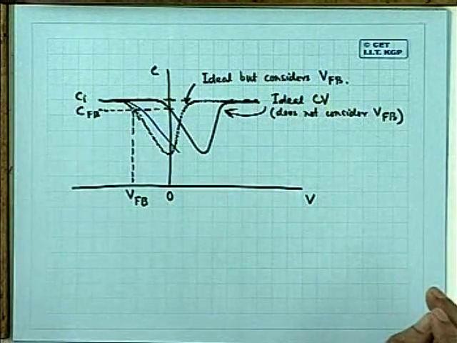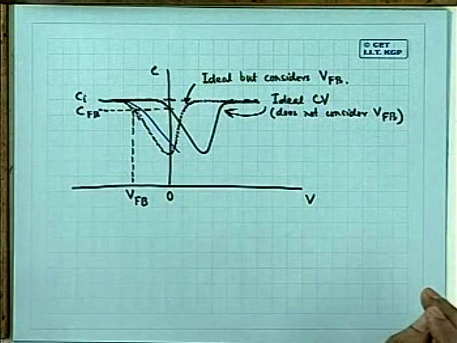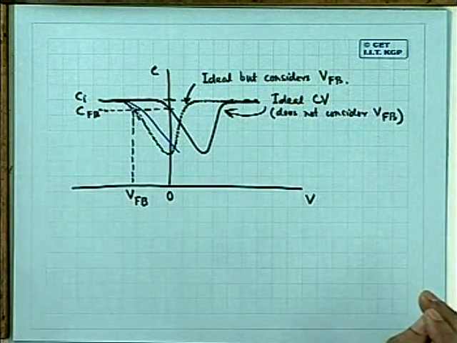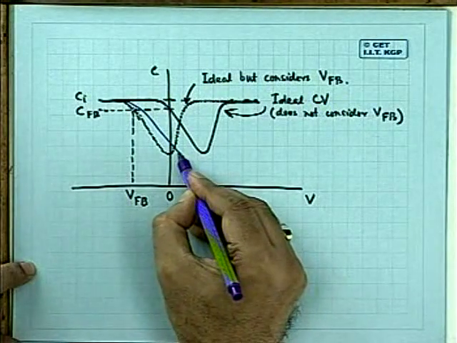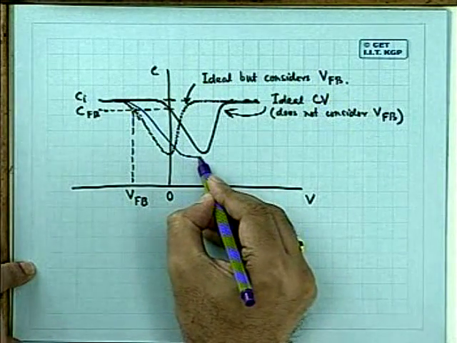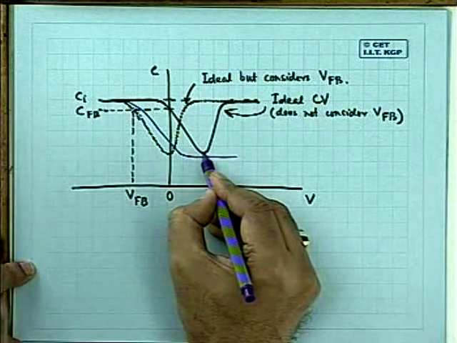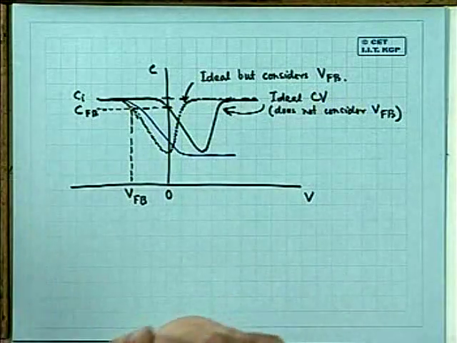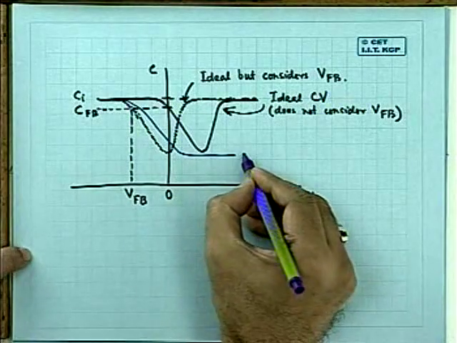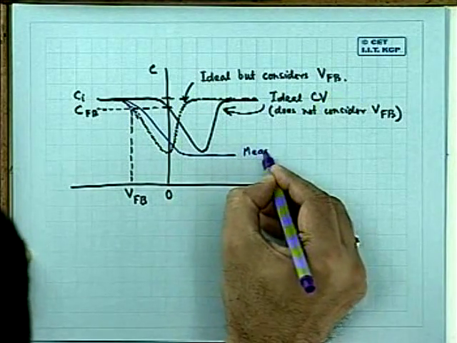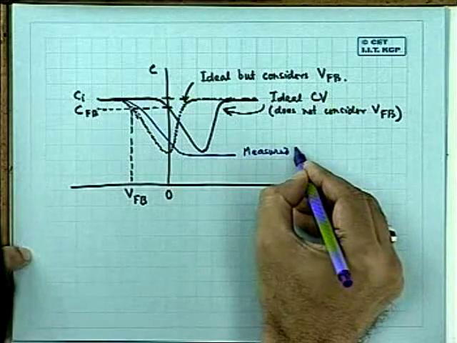And suppose you are taking the high frequency measurement, what will be the kind of curve we expect? Now, high frequency CV plot. Yeah, right. Constant, minimum or slightly. That is a literal. So this will be the measured high frequency.